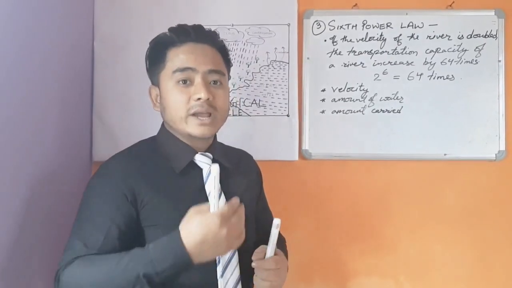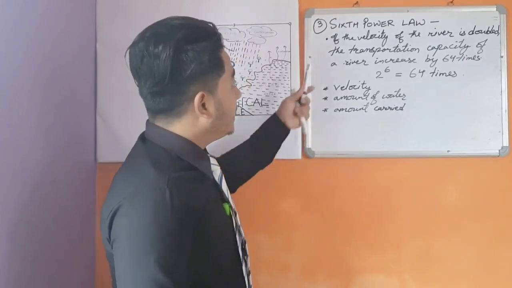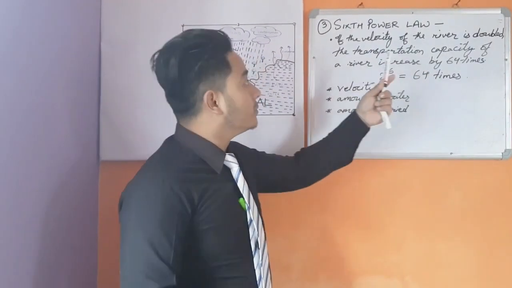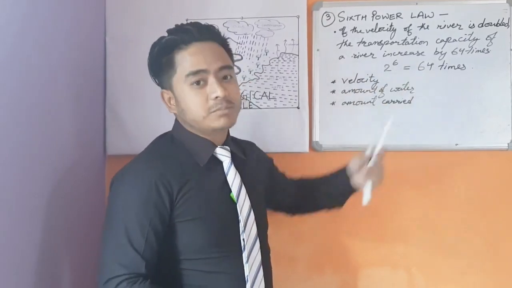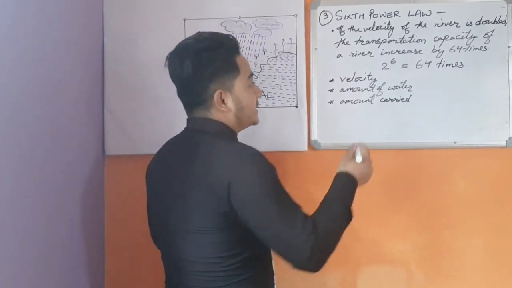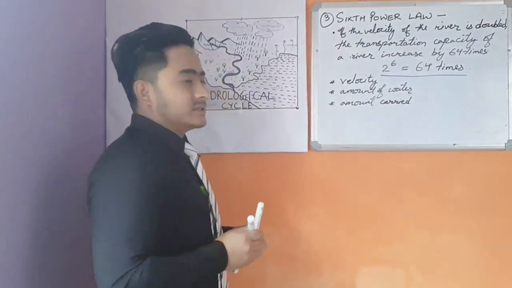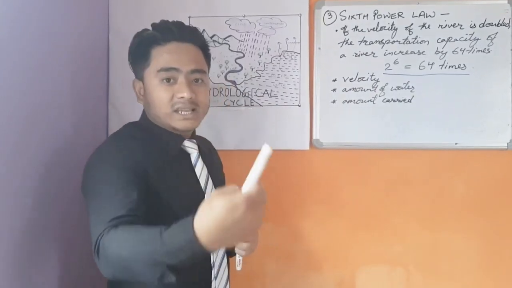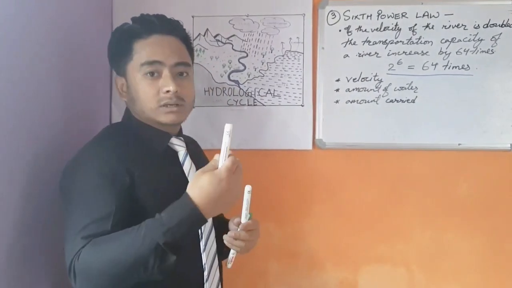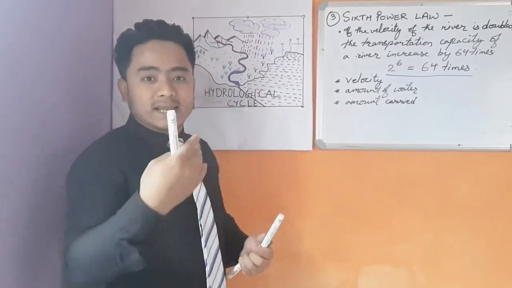So now let us try to understand what is sixth power law. If the velocity of the river is doubled, the transportation capacity of the river increases by 64 times. That is 2 to the power 6 equals 64 times. So you can see the definition. Let me explain you all the definition in easy and understandable way.